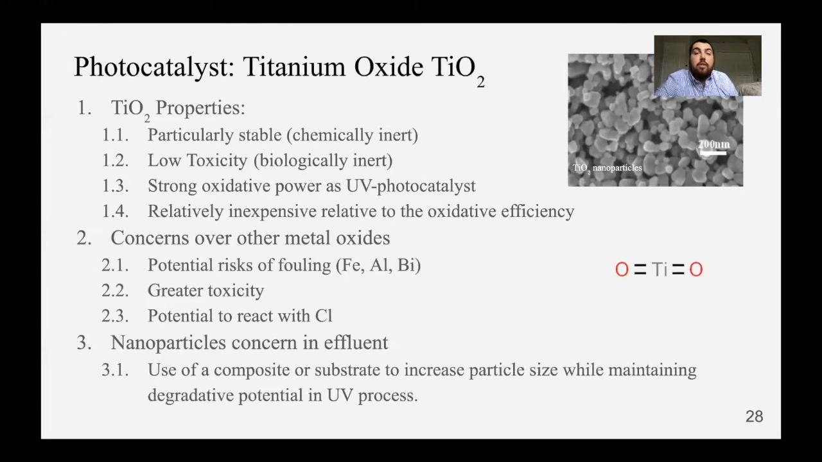We considered other metal oxides like iron and aluminum. However, concerns over fouling and toxicity, as well as the potential to react with chlorine, led us not to consider these options. Lastly, we considered concerns with nanoparticles in the effluent, so we decided on using a composite to increase the particle size, yet maintain the degradative potential in the photocatalyst process.